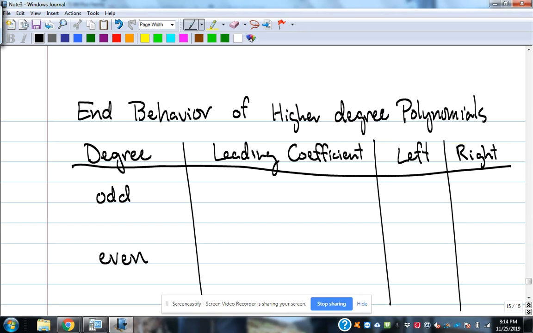Okay? Odd degree: cubic, 5th power, 7th power, 11th power, 37th power, doesn't matter. It's odd. Okay? Even degree: squared, 4th degree, you got a 4 on the exponent, 6, 872. Doesn't matter as long as it's an even number that's the highest exponent in the problem. Okay? The leading coefficient is the number that's in front. Okay? So this is where there are two options. That leading coefficient is either positive or negative.